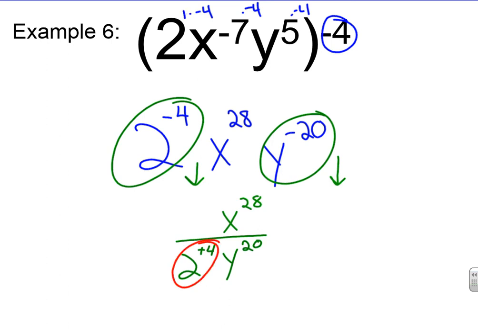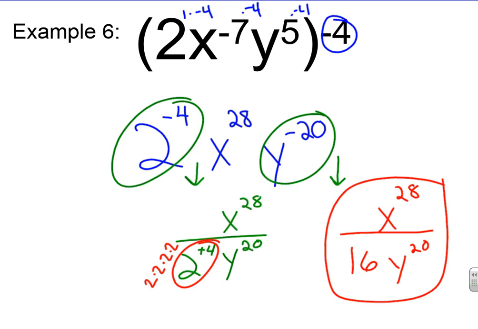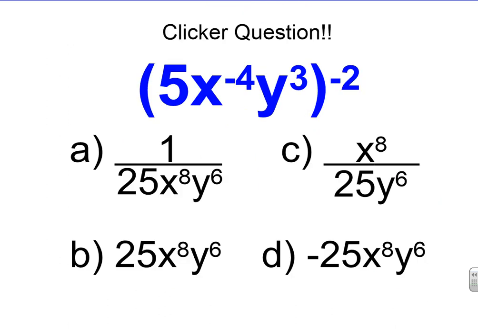Now we evaluate our coefficient, which is 2 to the 4th, which is 2 times 2 times 2 times 2, which is 16. x to the 28th over 16 y to the 20th. And there you have it, our final answer. Pause the video now as you try this clicker question. Press play to go over your answer.